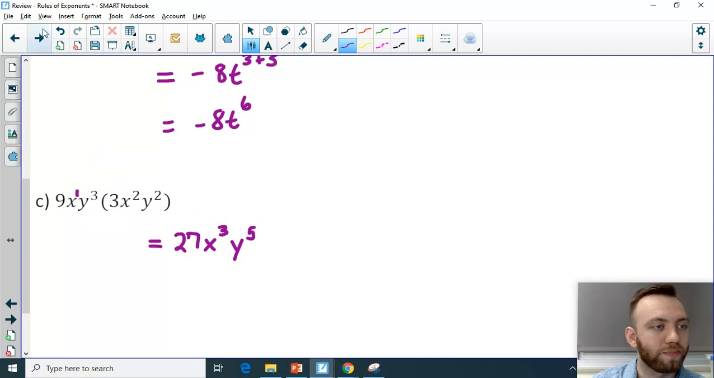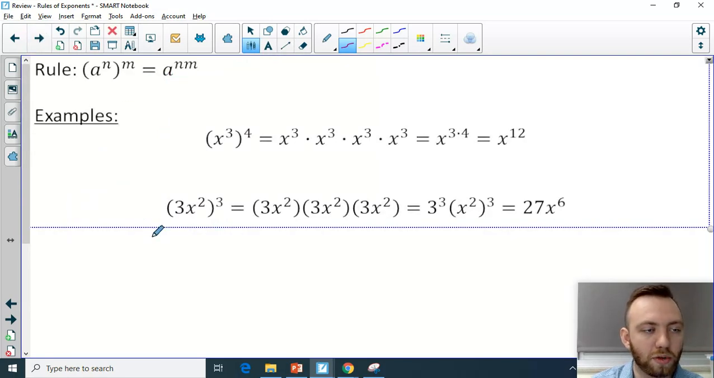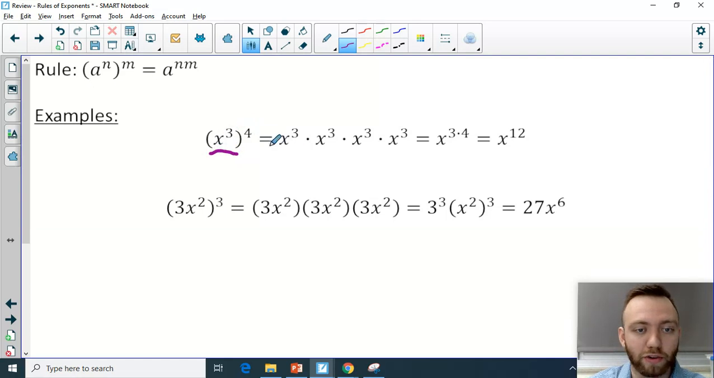Just keep them together. So our second rule is that if we have a to the n, all in parentheses to the m, then you multiply. If you have an exponent of an exponent, you multiply the exponents. And you might be thinking, well, that's kind of weird, but once we look at an example, we'll see it. So if we had x to the third, that whole thing to the fourth, what does to the fourth mean? That means take this thing and multiply it by itself 4 times.